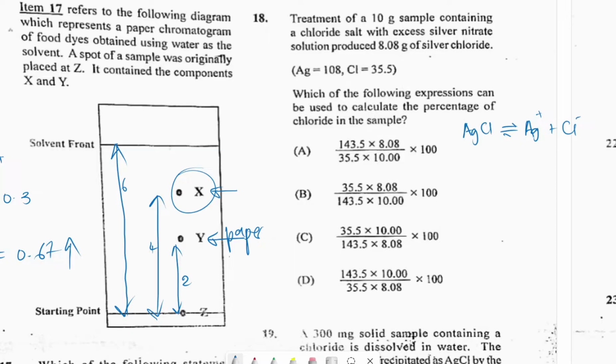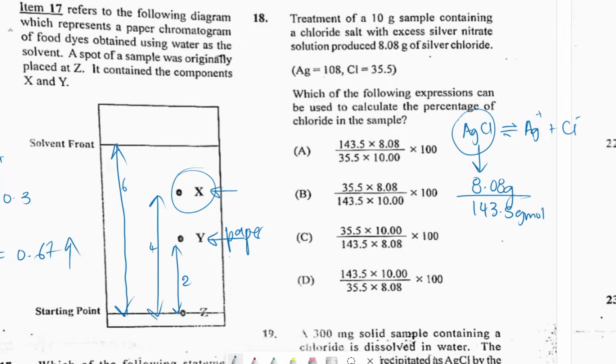So I can't stress this enough. If you're given grams and you're not sure where to go, I would advise you to start by trying to convert some things to moles, right? So to convert the mass of silver chloride given, which is 8.08 grams, to moles, you have to divide it by its molecular mass, which is 108 plus 35.5, which is 143.5.